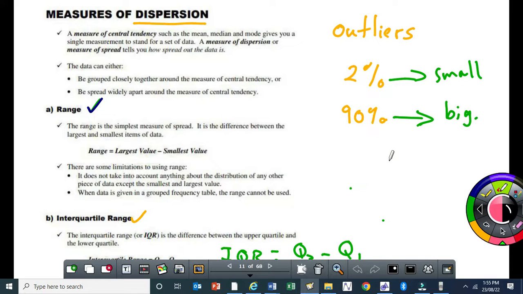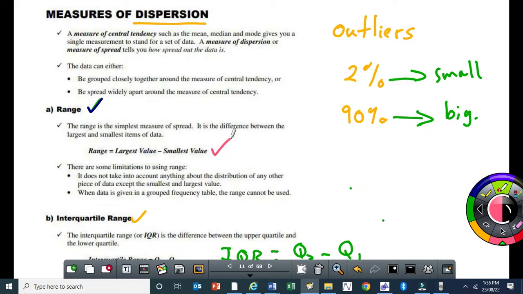Three measures of dispersion. The word dispersion refers to the spread of the data set. In most cases, it refers to how far apart the data set is from the median or from the mean. So we refer to the measure of central tendency, and the measure of dispersion is the measure of spread of the data set. Okay, so we have the range, which is just the difference between the largest and the smallest. So your range is your maximum value minus your minimum.